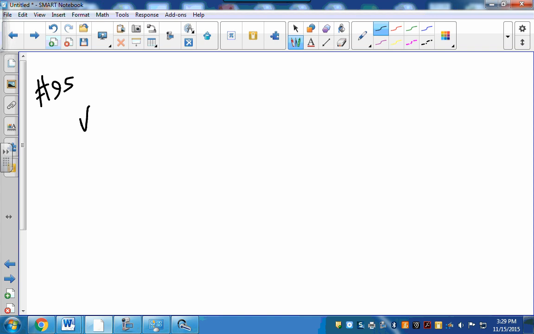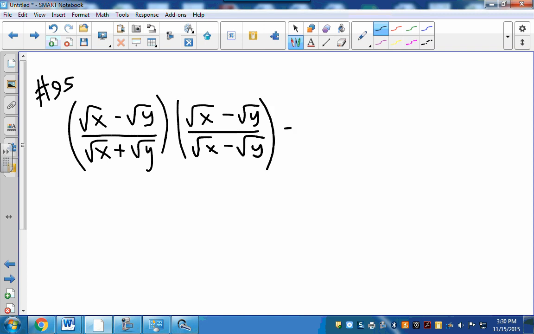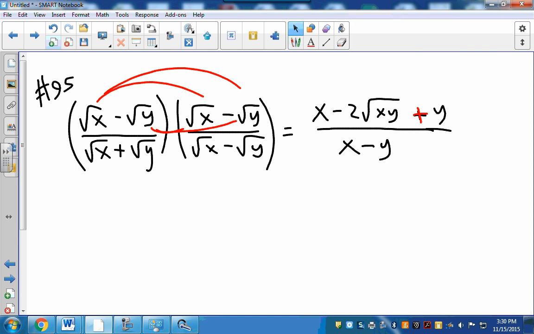Number 91, number 95. We've got root x minus root y over root x plus root y. I'll use the conjugate here, root x minus root y, on top and bottom. Okay, so on the bottom, I know I'm going to get x minus y. Up top, I'm going to get x minus 2 root xy plus y. Notice there's nothing that cancels there, nothing combines, nothing cleans up. I did this first part in my head, but you could FOIL it out. Root x by root x is x. There's a minus root xy, and there's another minus root xy. And then negative times a negative is a positive y. And so there's the answer to problem number 95.